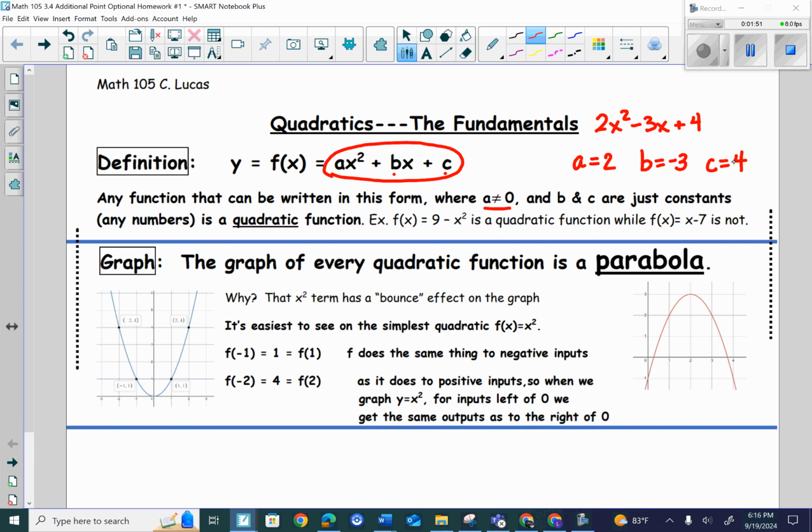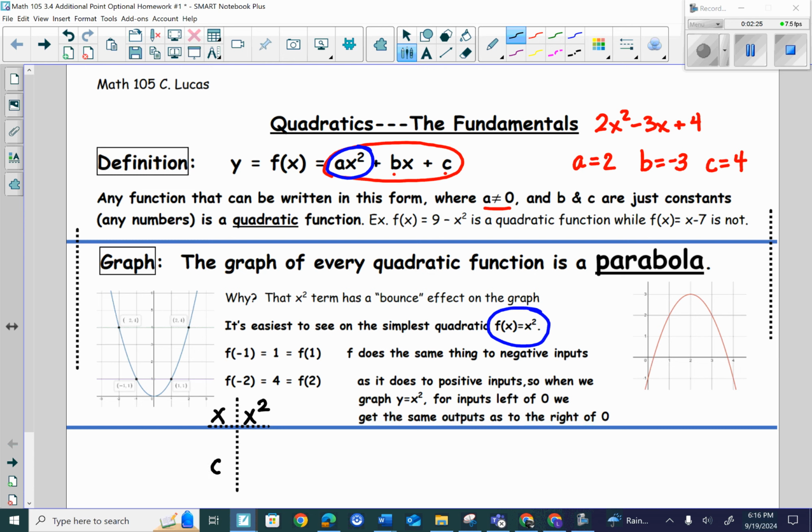So the graphs of every quadratic function are going to be parabolas. And the reason for that is that key term, that first term that must be in every quadratic function, has this kind of bounce characteristic about it. Let's take a look at the most basic of the quadratics, x squared, to see what I'm talking about there. So if we look at x squared, and think about some of the points on it, let's say x and x squared.